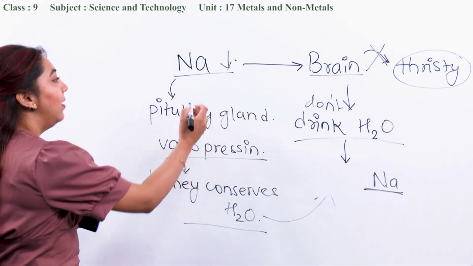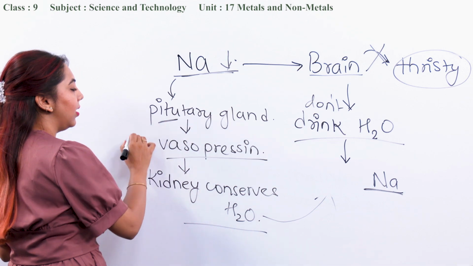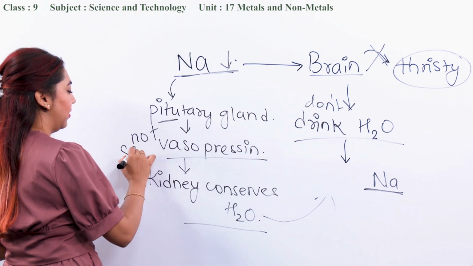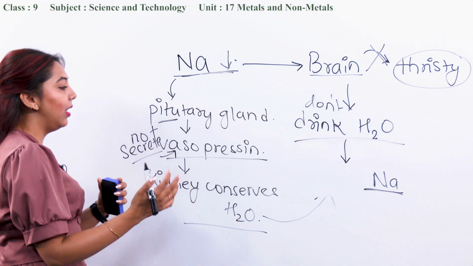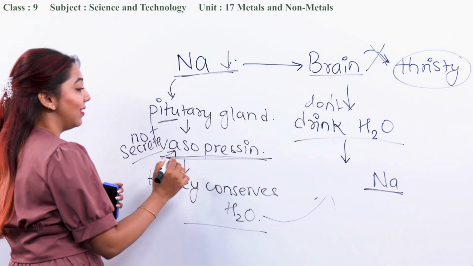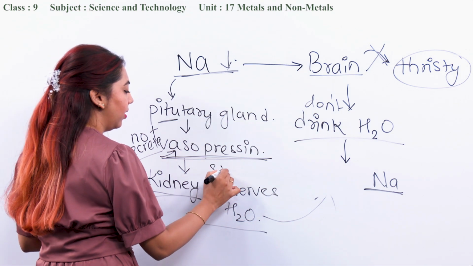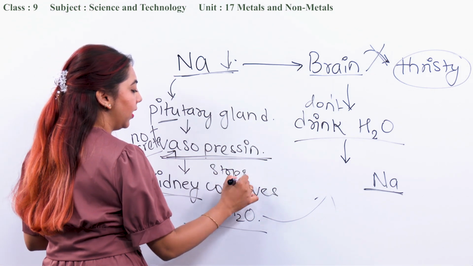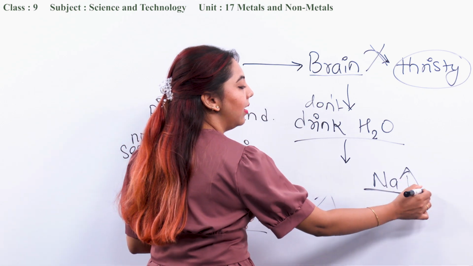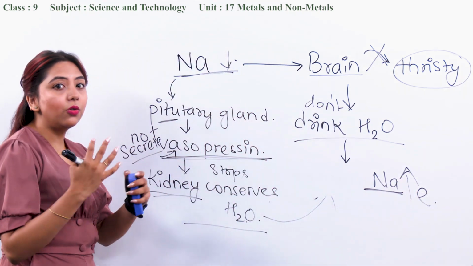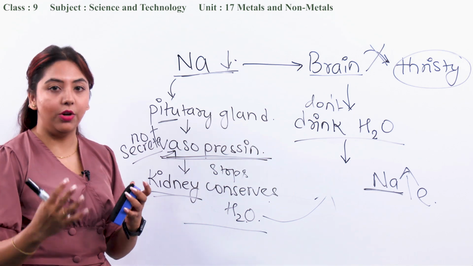Not only that, if there is a decline in sodium, it again triggers the pituitary gland to not secrete the hormone vasopressin, and if the level of vasopressin declines, the kidney stops conserving the water. So now the level of sodium again increases. So this is how sodium balances the amount of water or fluid in our body.